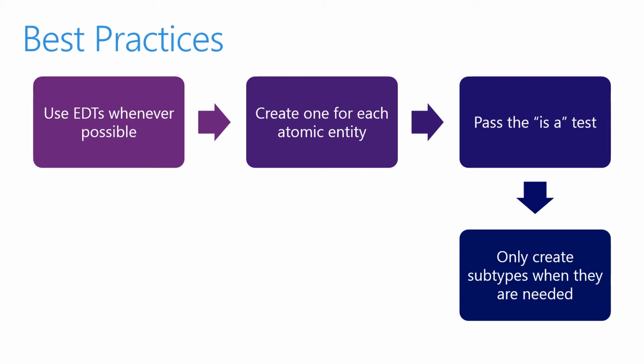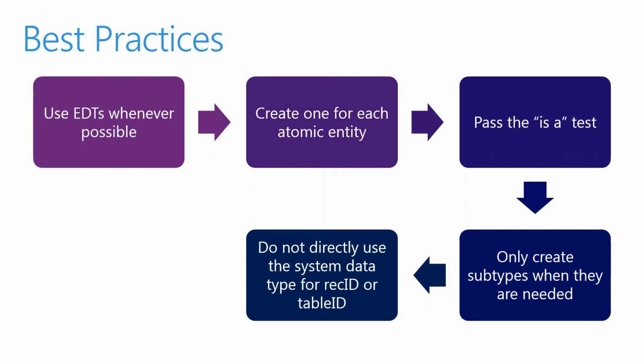So in other words, if you're creating an EDT that extends another EDT, but you aren't changing any of its properties, you probably do not need to create a new subtype. And finally, you do not directly use the system data types, rec ID, or table ID. It is recommended that you use extended data types that extend these basic types.